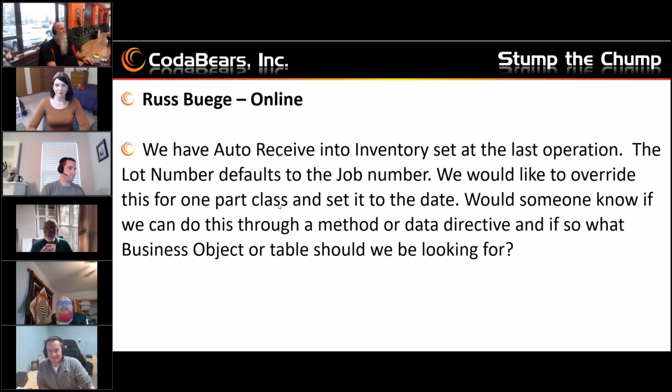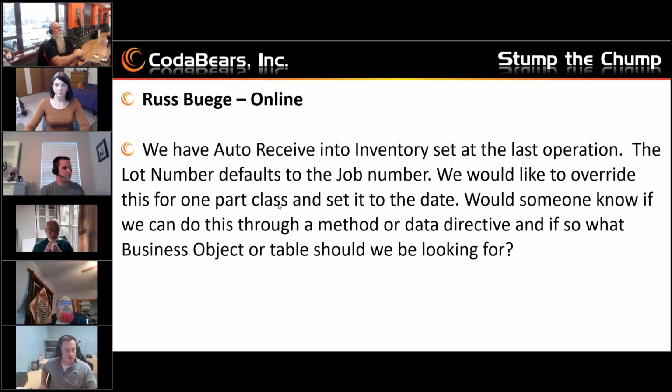And Russ from online has a question. Auto receive into inventory is set on the last operation. The lot number defaults to the job number. I'd like to override this for one part class and set it to the date. Would someone know if they can do this through a method or data directive? And if so, what business object or table would they be looking for?